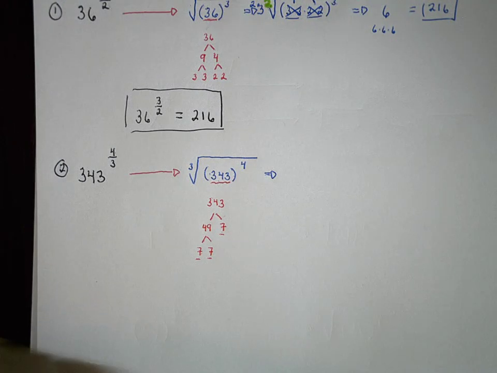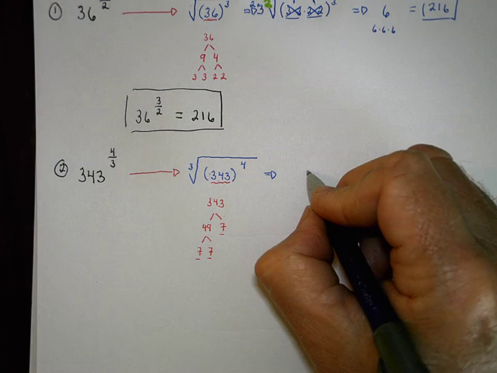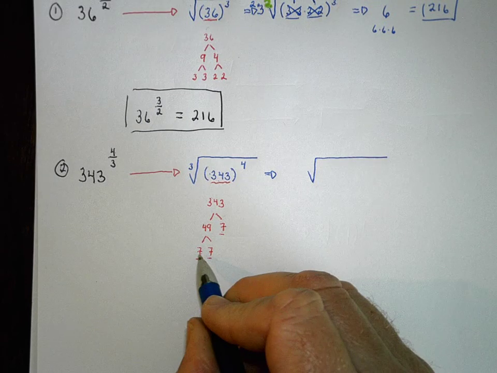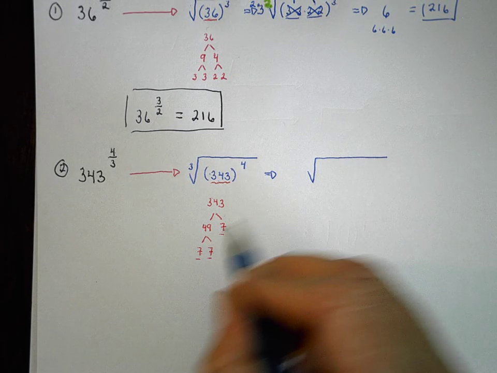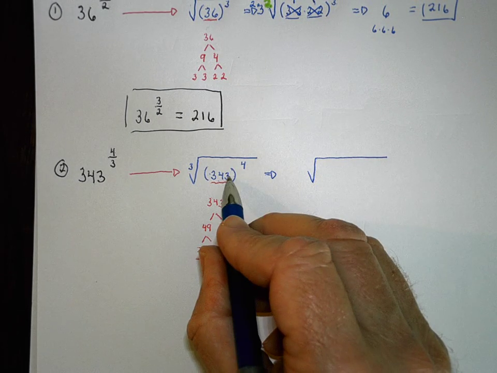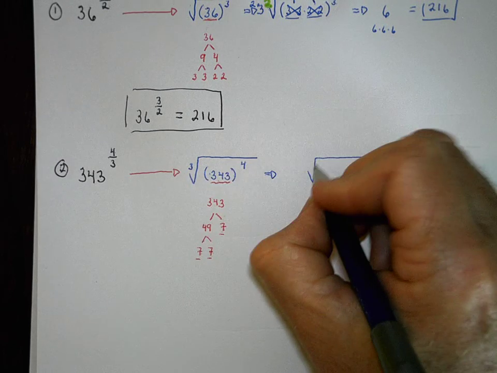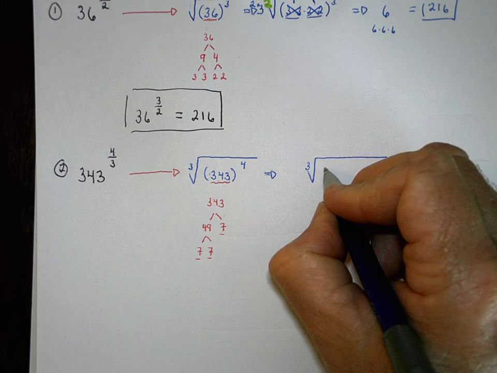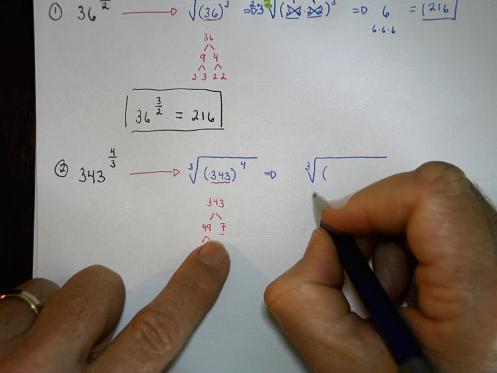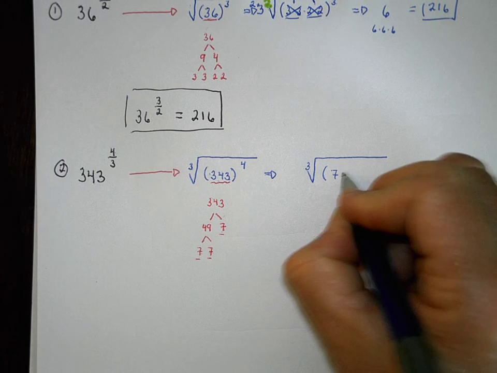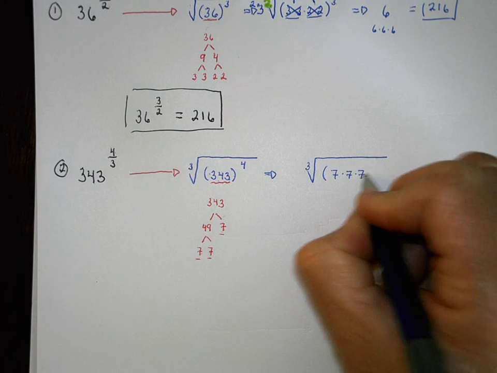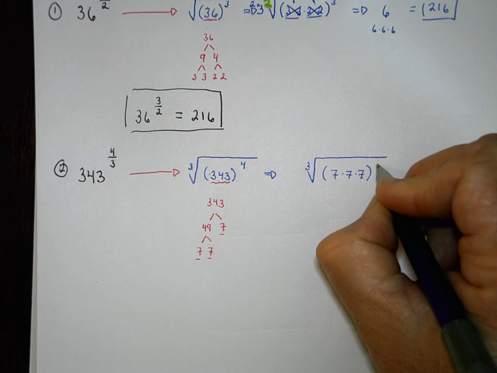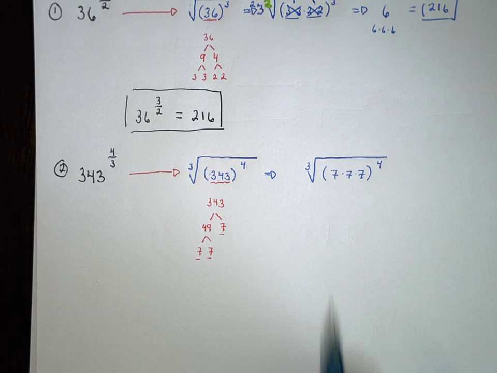Okay, so what does that mean? It means that when I do the factored expansion of 343, I would have the radical symbol with an index of 3, but instead of 343, I'm going to write its factored expansion down, which is 7 times 7 times 7. And how many groups of 7 times 7 times 7 do I have? I have 4 of them. Okay, so now I'm ready to simplify this.